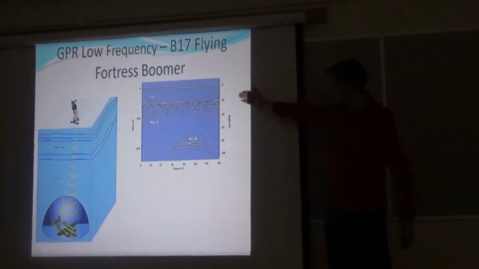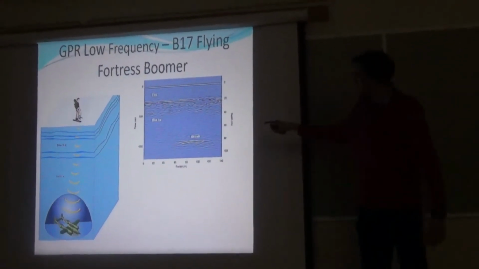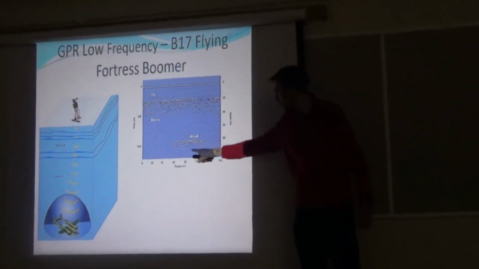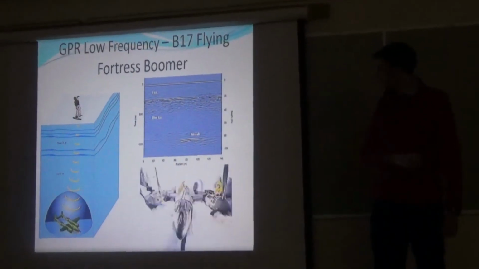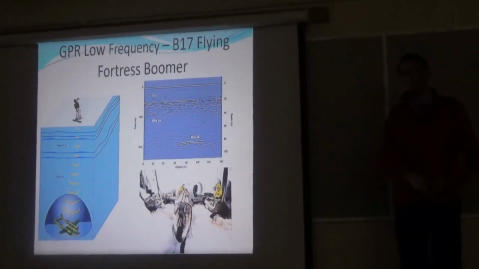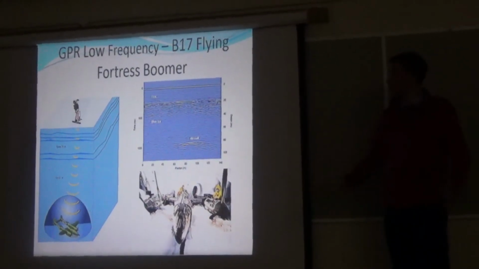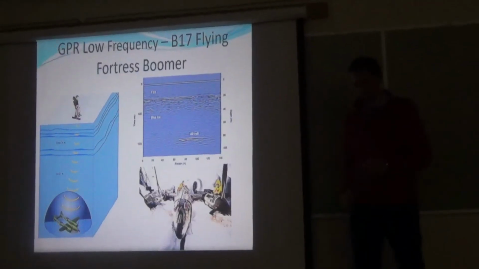This is a time slice through the section. So you have snow build-up and ice, and then you have this feature at the bottom which they thought was the aircraft. So they dug a hole and they found it. So you can use deep penetration radar, not just on Earth but in ice as well. And this is the aircraft they found.